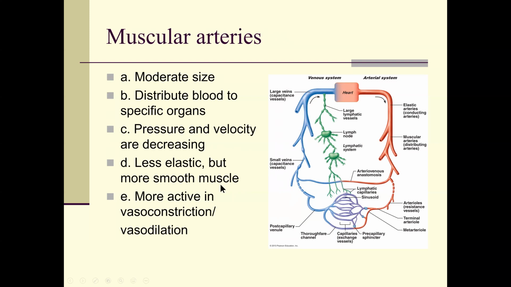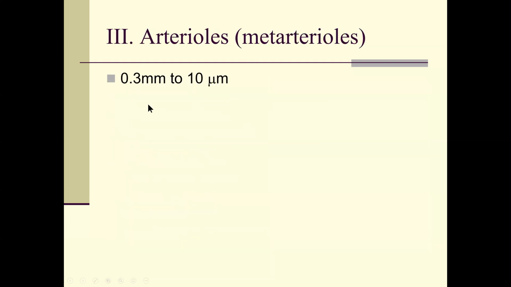Now we're getting to the point where, especially in the smaller arteries, we can undergo vasoconstriction and vasodilation, which is what this says here. Next, 0.3 millimeters to 10 microns. We're now talking about arterioles, or meta-arterioles. You will see this listed as either arterioles or meta-arterioles. They're really the same thing.